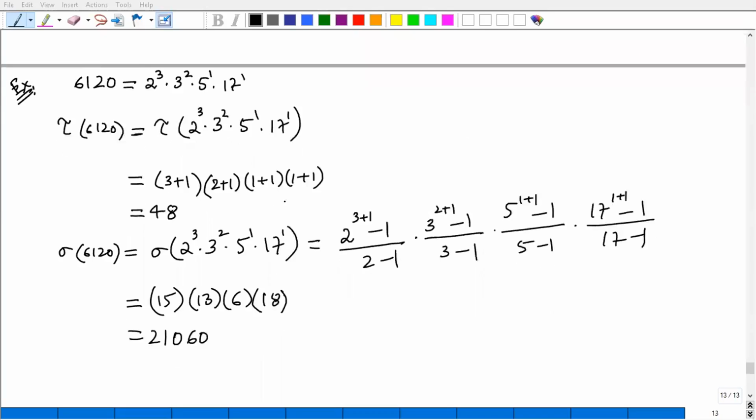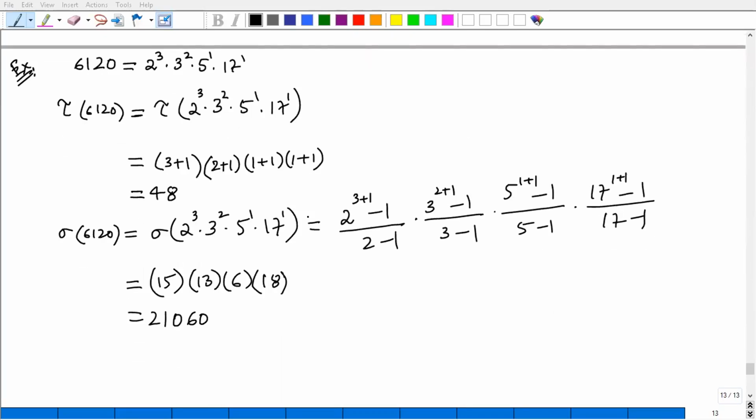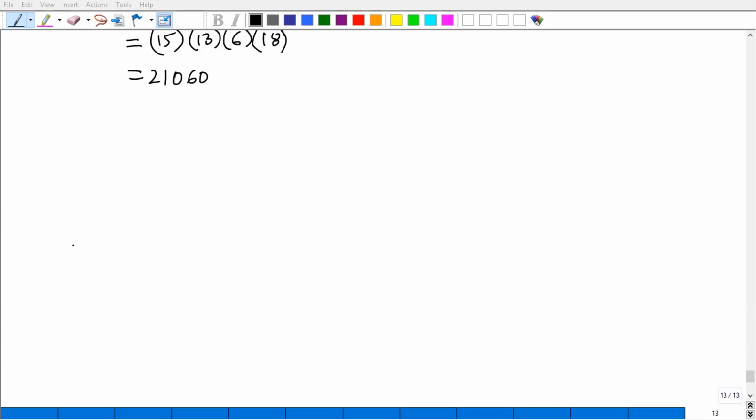Okay, now move to another multiplicative function. So now we have three number theoretic or multiplicative functions: the Euler phi function, tau, which computes the number of positive divisors, and sigma, which computes the sum of the positive divisors. The next number theoretic function is called the Mobius function.